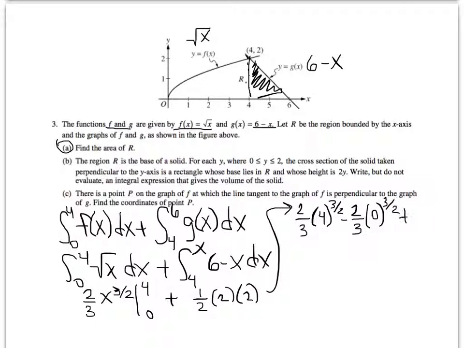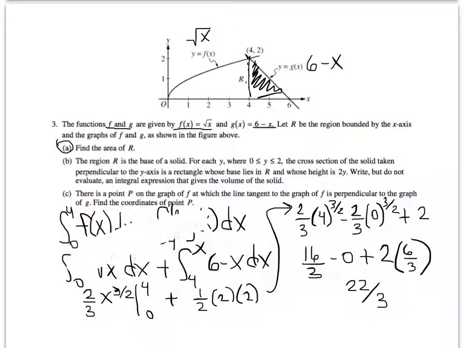And then we're going to add half of 4, which is 2. So the square root of 4 is 2, cubed is 8. 8 times 2 is 16/3 minus 0 plus 2. Okay, another way of writing 2 is 6/3. So 16/3 plus 6/3 is 22/3. They did not give us any units, so usually if they don't give us units, I don't have to respond in units. Great. Now let's go on to question B.